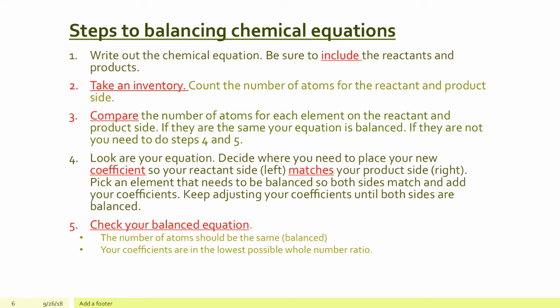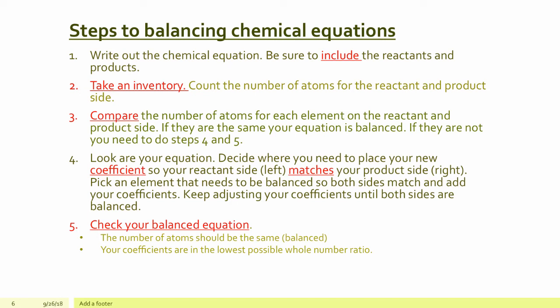So here are some steps to help you balance chemical equations. There are 5 simple steps. Make sure you, 1, write out your chemical equation and be sure to include your reactants and products. Once it's written, you're not going to change that equation. 2, you're going to take inventory, so count the number of atoms for both the reactant and product sides, like what we've been practicing. 3, you're going to compare the atoms for each element on the reactant and product side.